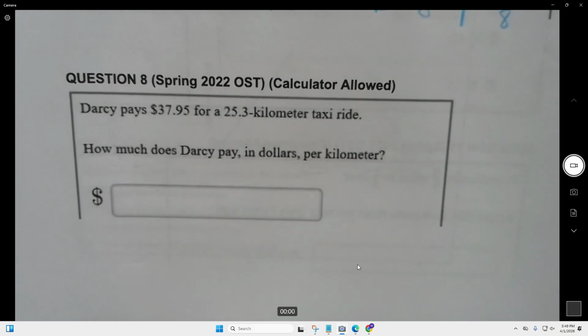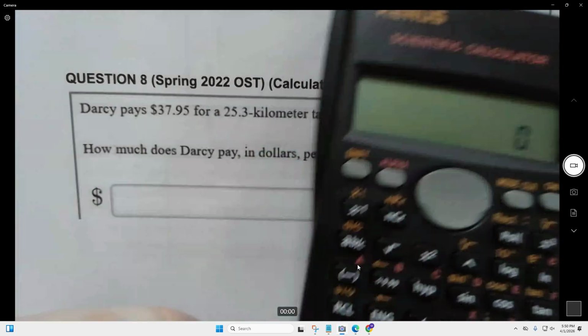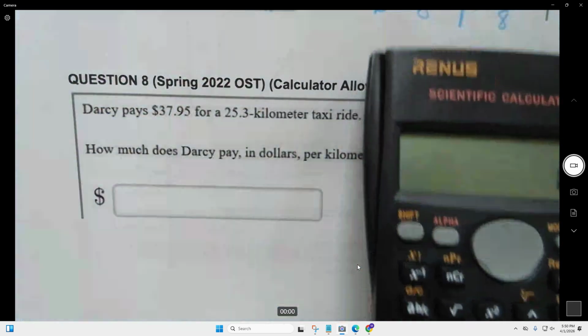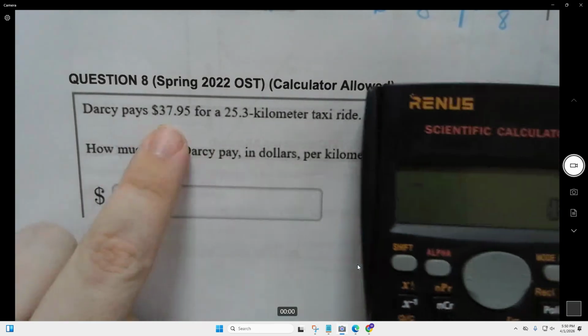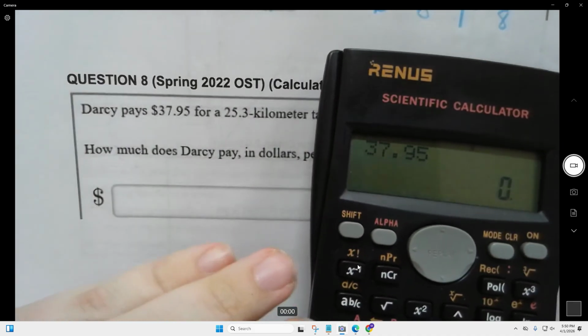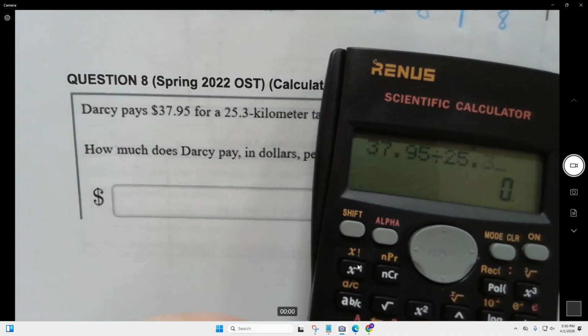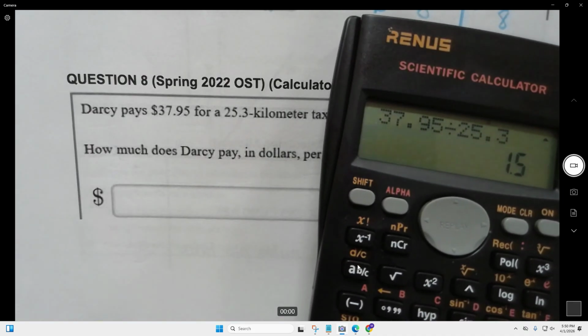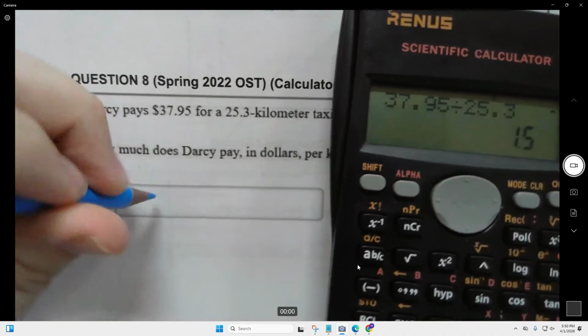Question 8, spring 2022, calculator allowed. Darcy pays $37.95 for a 25.3 kilometer taxi ride. How much does Darcy pay in dollars per kilometer? You love these questions where it's just how much do they pay for one of something, because when you do that, if it's just dollars per kilometer, you just divide the dollars, 37.95, by the kilometers, 25.3, and there you go. It's $1.50.